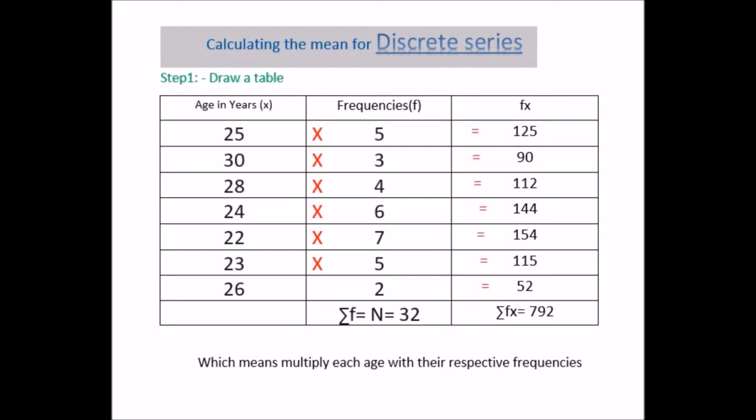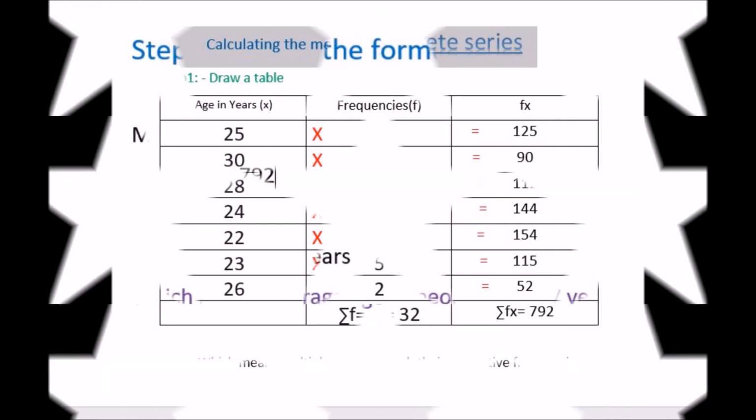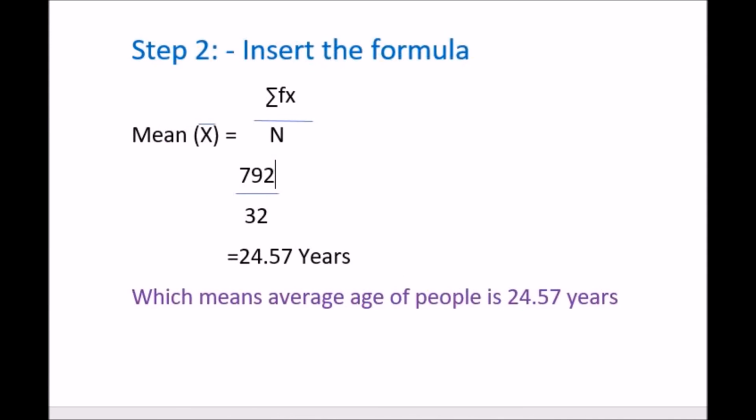Calculating the mean for a discrete series, step 1. Draw the table: age of the students, frequencies, and frequency into age, which means multiply each age with its respective frequency. For example, 25 into 5 equals 125, 30 into 3 equals 90, 28 into 4 equals 112, and so on. Step 2. Insert the formula and put in the values. We get 24.57 years, which means the average age of the people is 24.57 years.